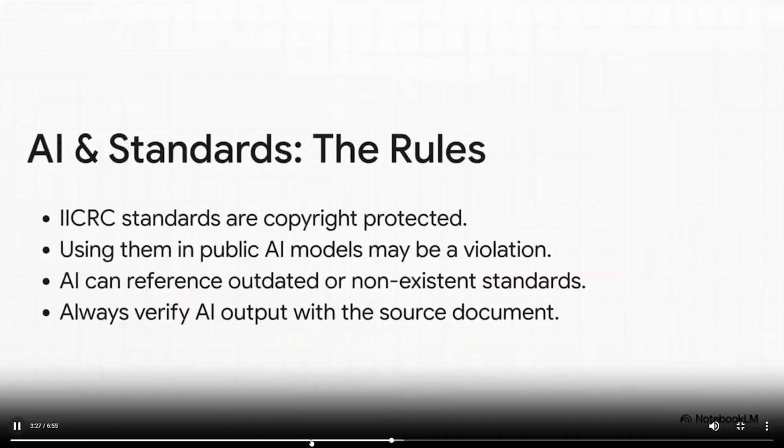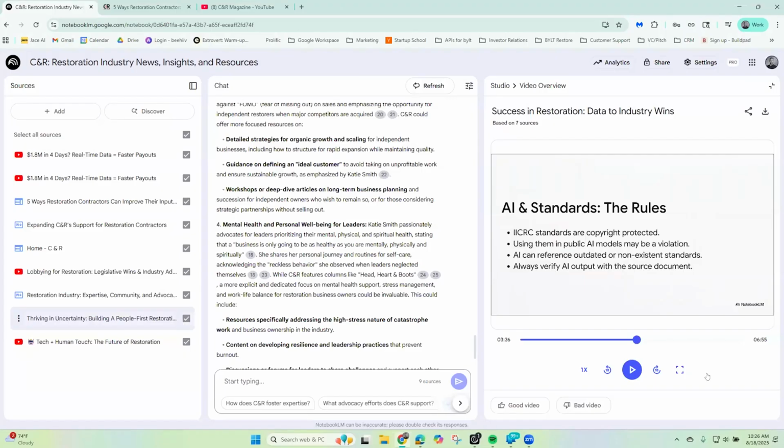So here's the deal, and this is really important. Do not copy and paste copyrighted material, like the IICRC standards, into public AI models like ChatGPT. That's something the IICRC is working on, and I hate to say this out loud, but they're going to have a hard time with that. I mean, that's almost impossible.